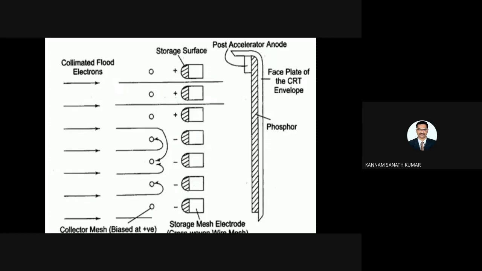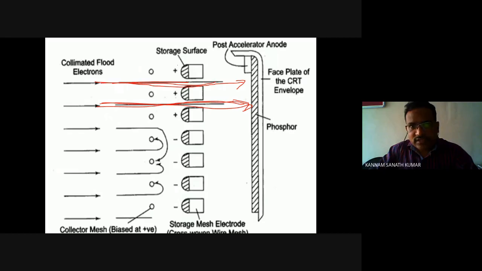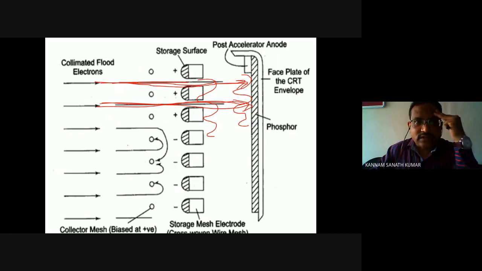Due to these secondary electrons, there is a potential difference between the storage mesh and collector mesh. Some electrons will be passed due to the electric field, from the storage mesh towards the phosphor screen. Due to this positive charge, some electrons will flow from the storage mesh to the phosphor screen. So whatever was previously stored, suppose a sine wave is stored in the storage mesh, the same sine wave will be displayed on the phosphor screen. This is how the mechanism works. Whatever storage waveforms are there will be displayed on the phosphor screen.